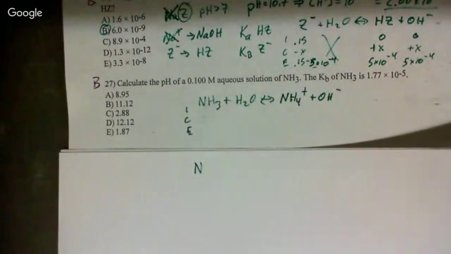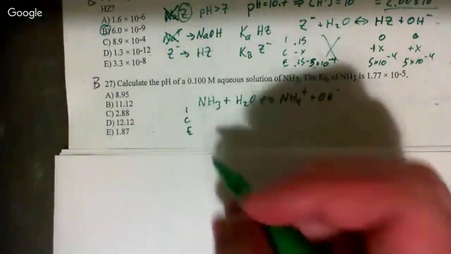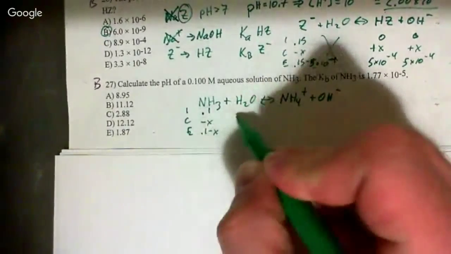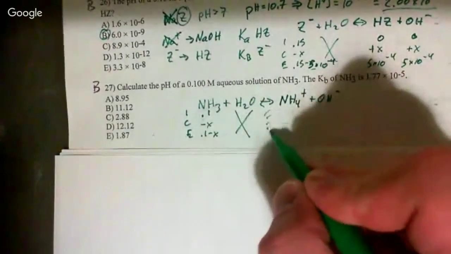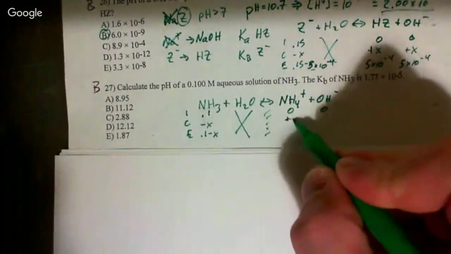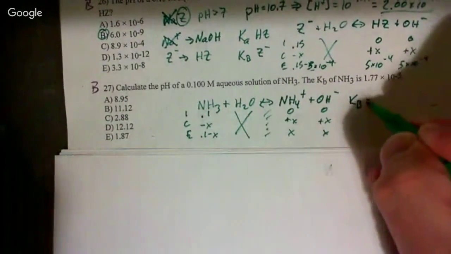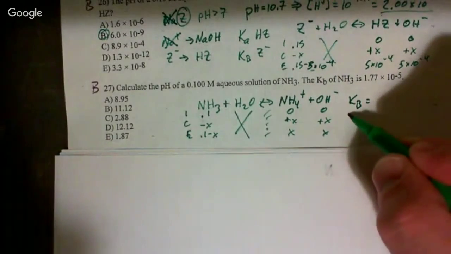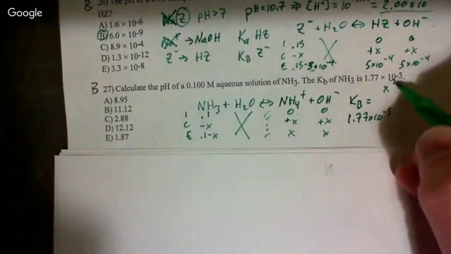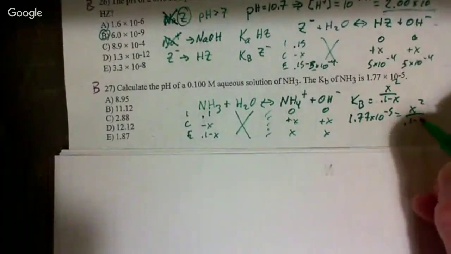I'll get this paper out of the way here so it's a little less distracting. And we're off to the races, so we go 0.1 minus x, so 0.1 minus x here. We're ignoring the water, and we're going to go 0 and 0. We're going to go plus x, x, x. And we write our K expression, Kb is equal to, and we know that it's 1.77 times 10 to the negative 5th. It's equal to x squared over 0.1 minus x.